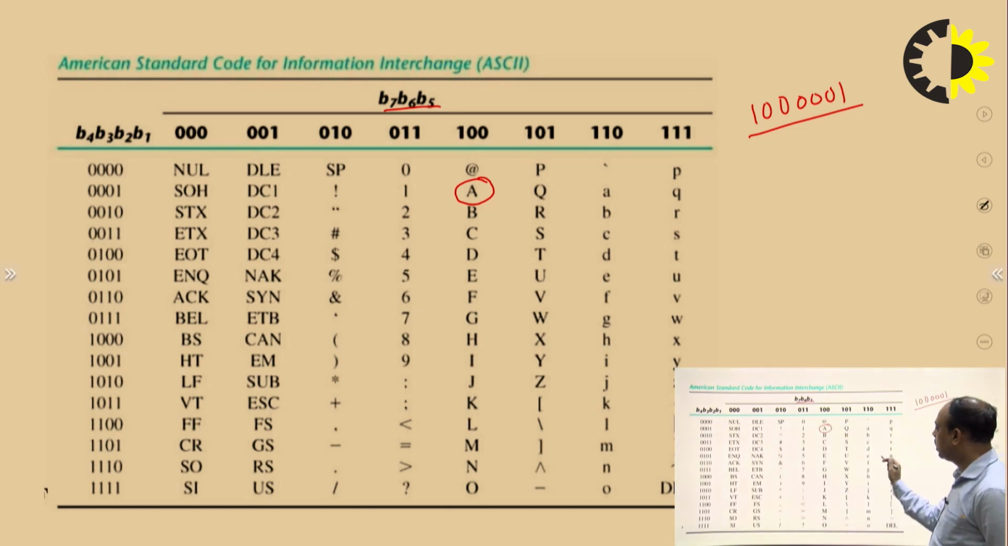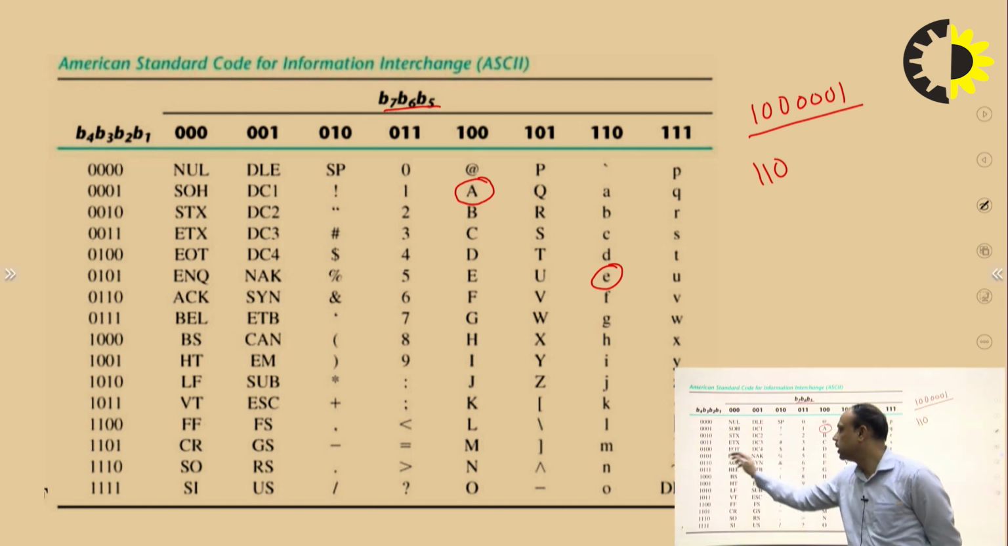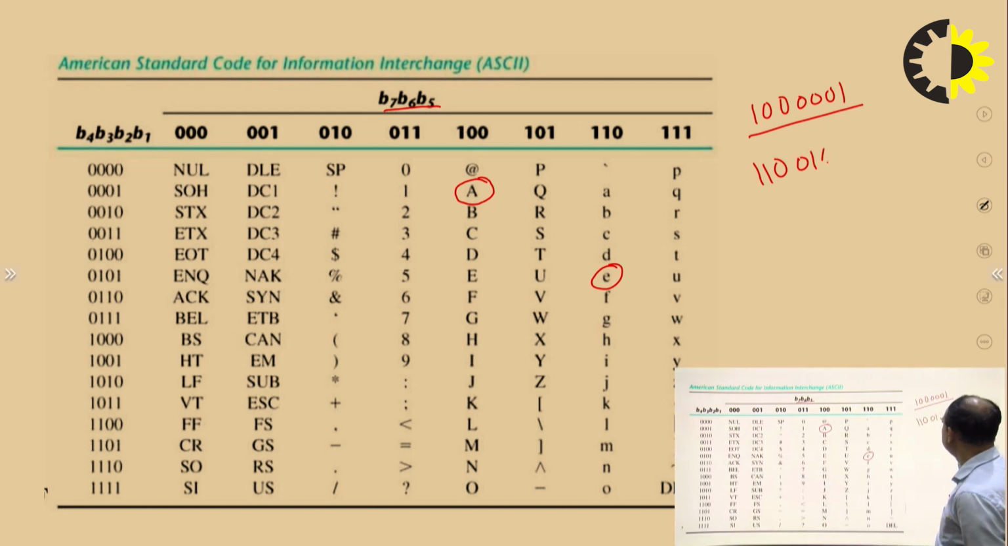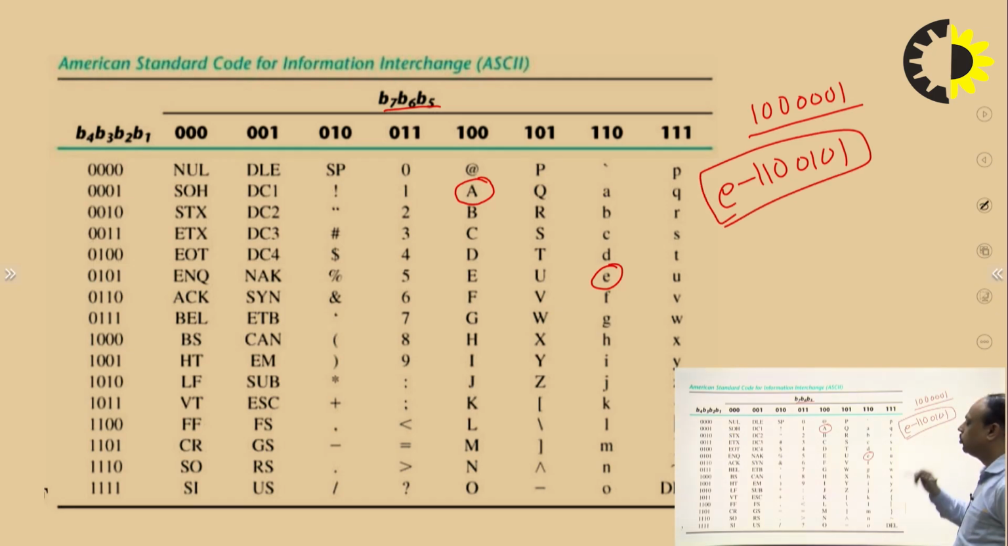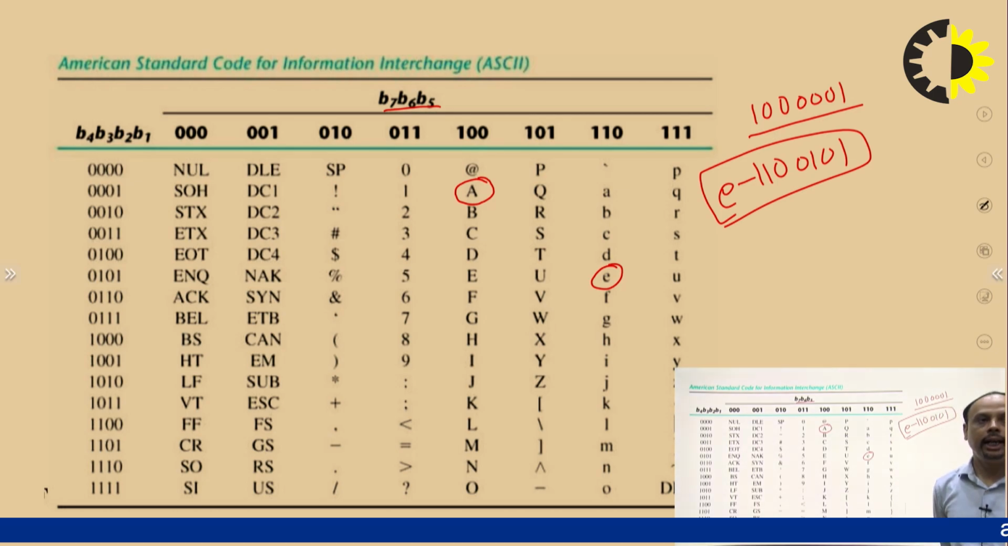Then you can find the code for small e in this ASCII table. For the higher bits, this is 110, and for the lower bits, this is 0101. So this is the ASCII code for the small e symbol that is used in different text. In this way, these are all the printable and non-printable symbols and their ASCII codes.